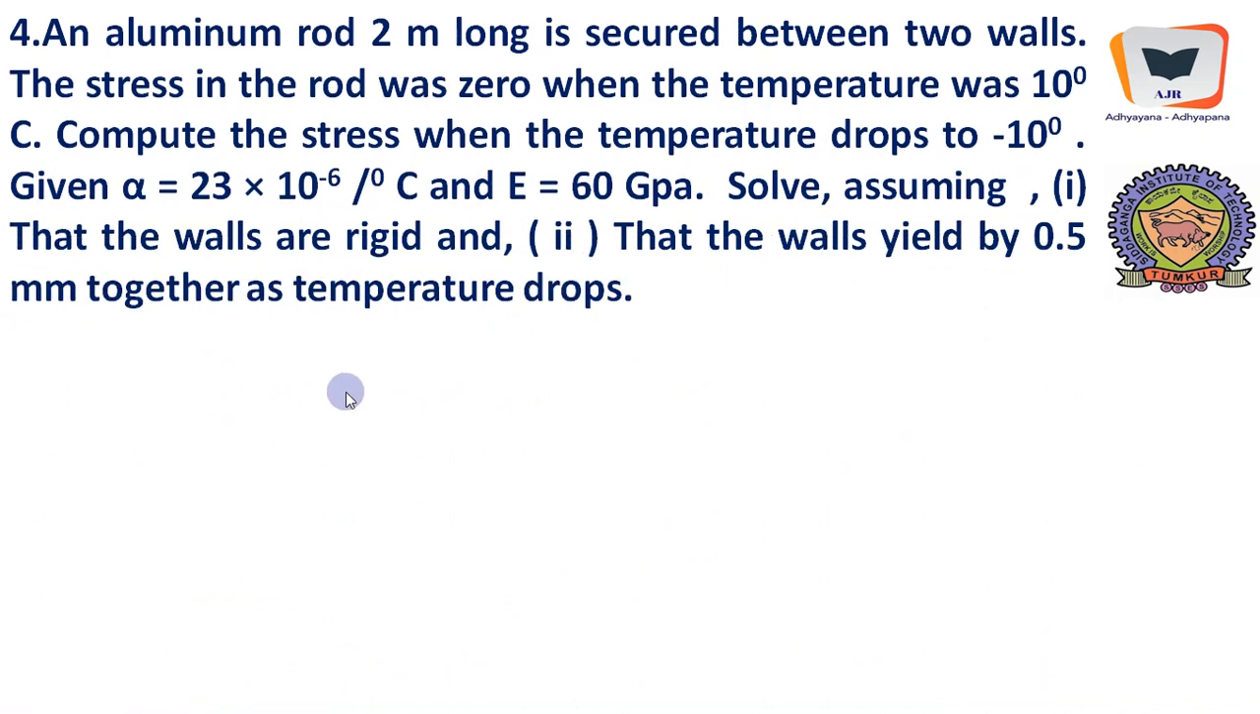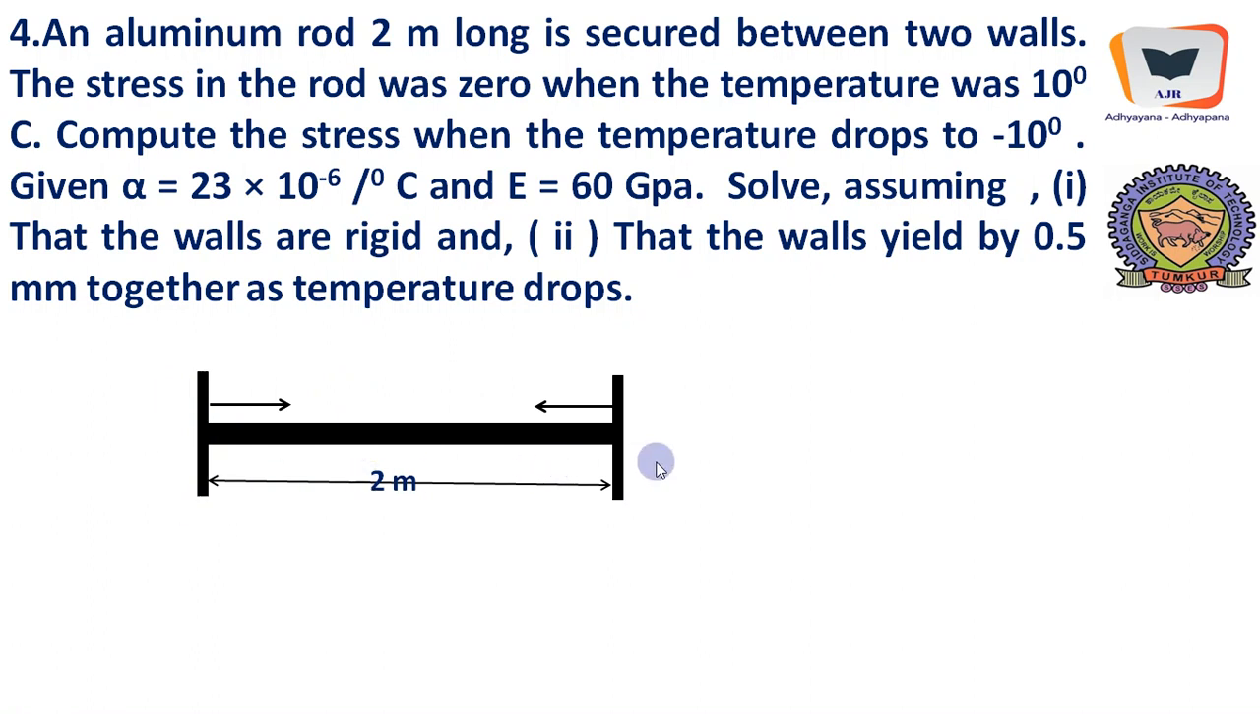An aluminium rod 2 meter long is secured between two walls. This is the rod. It is secured between the two walls. Compute the stresses in the rod, given the stress was 0 when the temperature was 10 degrees centigrade. Compute the stresses when the temperature drops to minus 10. So temperature changes from 10 degree positive to minus 10 degree. Therefore change in temperature is 10 plus 10, that is 20 degree.